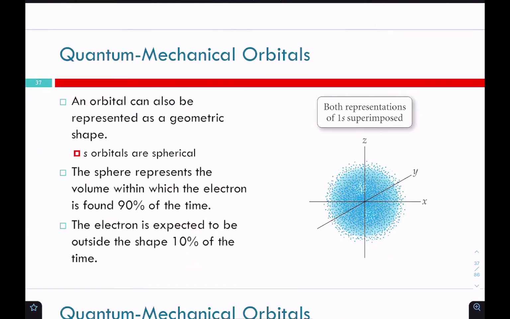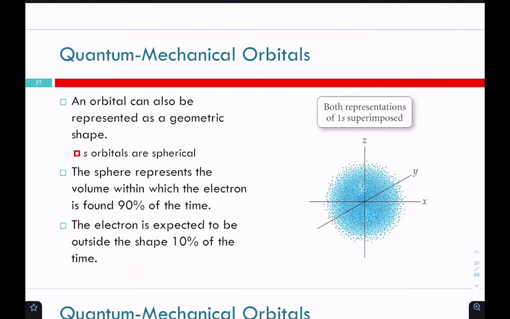So the easiest way to think of orbitals is as geometric shapes. So the 1s orbital is a sphere. And the sphere represents a volume within which the electron is found 90% of the time. So in this bubble, 90% of the time, that's where the electron is. So the electron is expected to be outside of that shape 10% of the time. So there is some time that it spends outside of that bubble, and then it comes back.